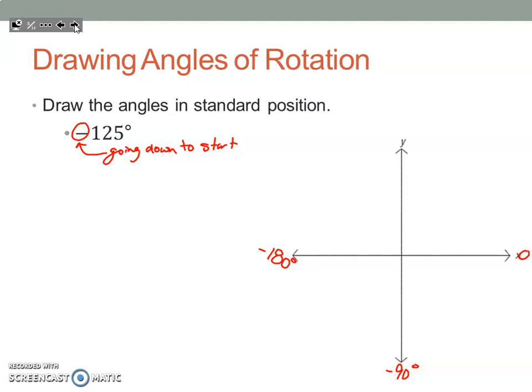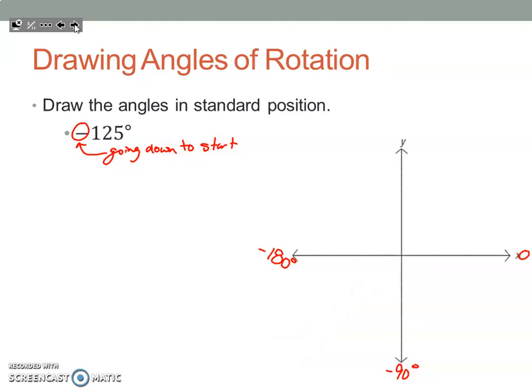Well, I know from my last one that half of 90 was 45, right? So I could take 90 plus 45 to figure out what that is. That'd be 135, halfway in between there, that's 135. So my 125 is going to be in between here, and it's going to be pretty close to 135, right?